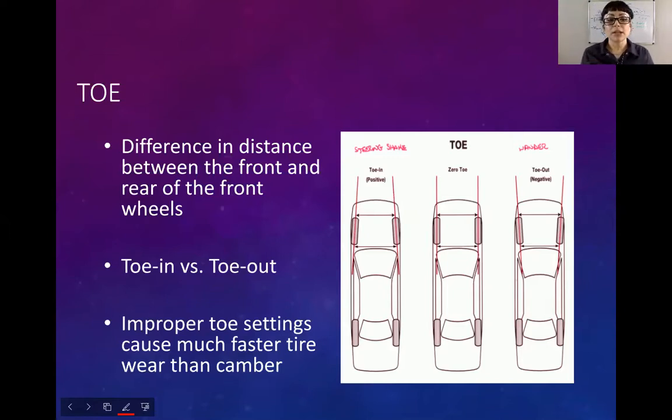Something I wanna mention here is that toe is a tire wearing angle. In fact, it is the worst tire wearing angle because it eats up tires faster than camber does. And I'll talk a little bit about that in a moment. It is not an angle that's going to cause a pull. So please keep that in mind.